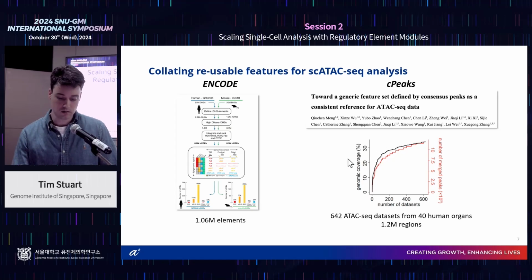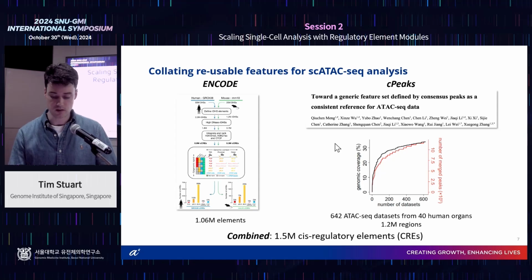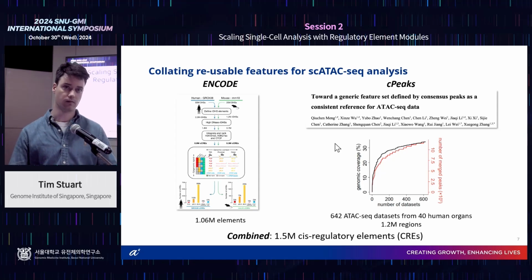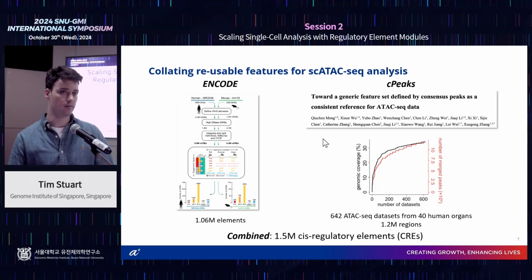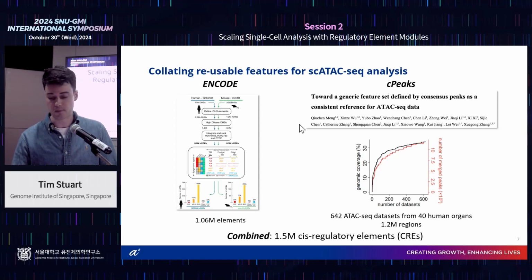And so, we didn't want to reinvent the wheel, obviously. We can just combine these sets, and we get a set of around 1.5 million regions, because of course many of these different regulatory elements overlap. So we have this set of 1.5 million regulatory elements, right? And so you might say, okay, then that universal feature set problem is not that hard to solve. You just merge some bed files, right?